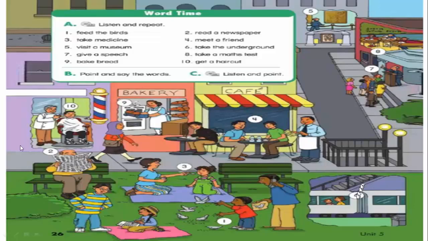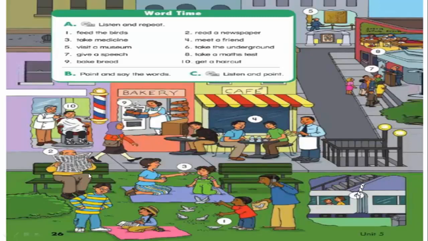Okay, طيب, let's read one last time. Feed the birds. Read a newspaper. Take medicine. Meet a friend. Visit a museum. Take the underground. Give a speech. Take a math test. Bake bread. Get a haircut. Very good, guys. Thank you. Thank you, Ahmed. Thank you, Ahmed. Take medicine, okay, Hannah. Very good, guys.